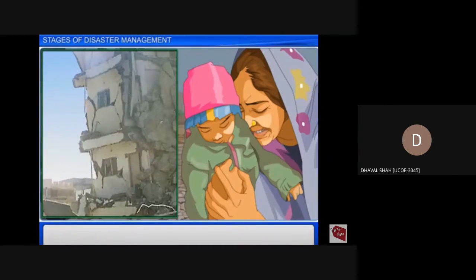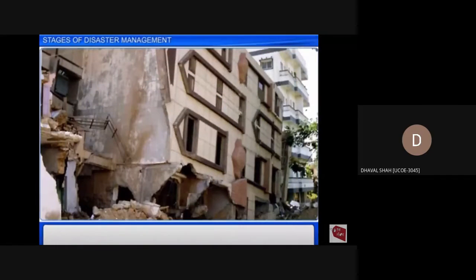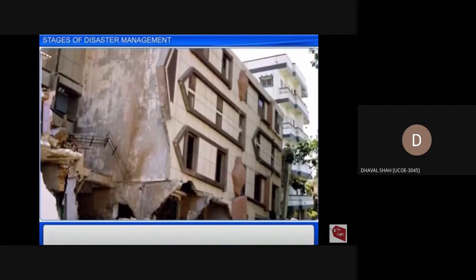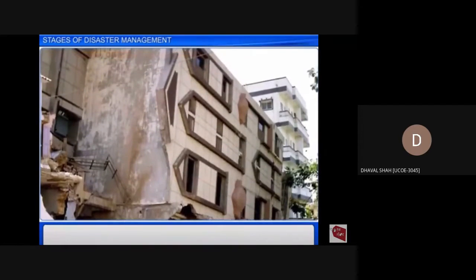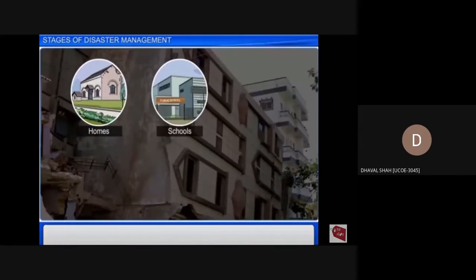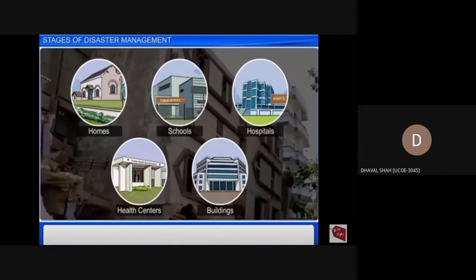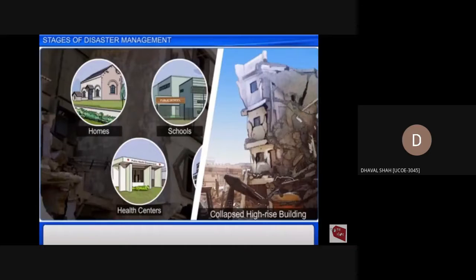For example, the Bhuj earthquake caused severe loss not only of human life, but also property. A large number of towns and villages in the district of Kutch suffered almost complete destruction, with homes, schools, hospitals, health centers, and public buildings flattened to the ground. In Ahmedabad, more than 70 high-rise residential buildings collapsed.